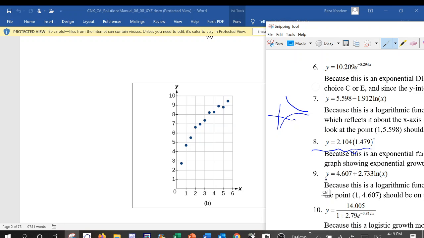Well, this one is logarithmic, and this is plus, so it's looking like this. And the y-intercept for it is around, when x is 1, ln 1 would be 0, right? When x is 1, ln 1 is 0, so it's 4.6 something. And at 1, you see it is about 4.6 something. So this is actually that graph right there.